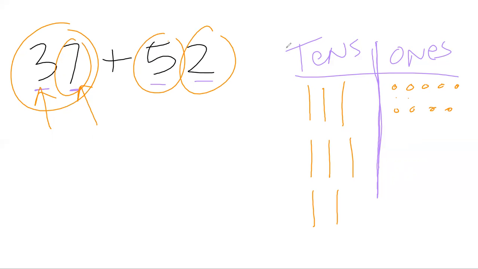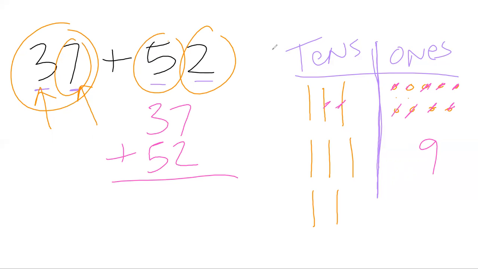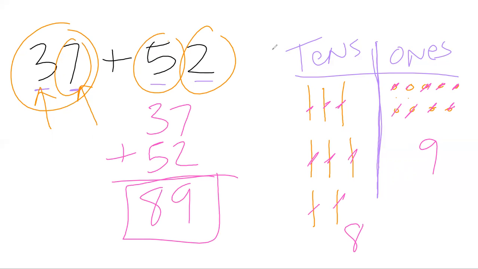All right, so now let's just count them up and see what we got. And that's going to be our answer, right? And I'm going to restack these so I can think about that algorithm. But let's just count. 1, 2, 3, 4, 5, 6, 7, 8, 9. 1, 2, 3, 4, 5, 6, 7, 8. So the sum of 37 and 52 is 89, right?